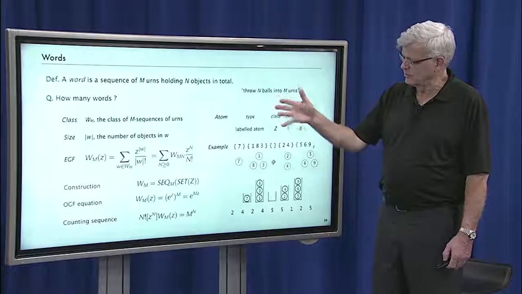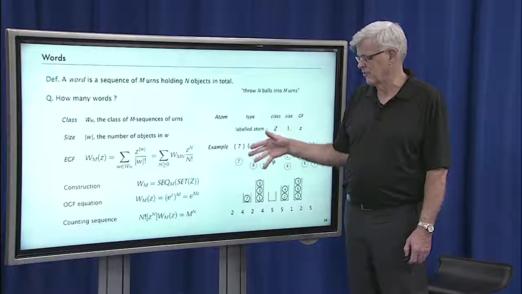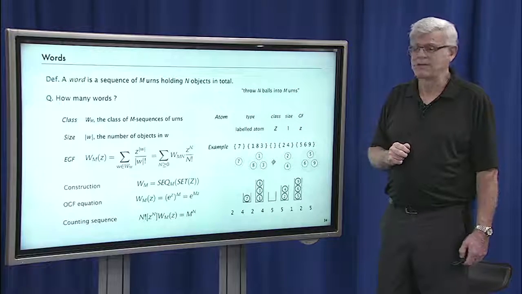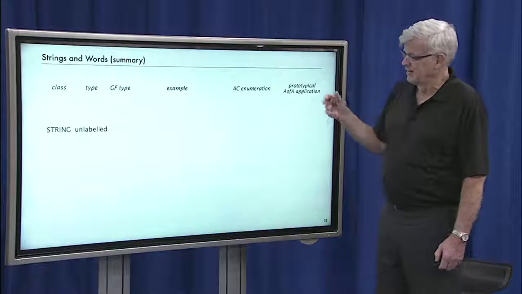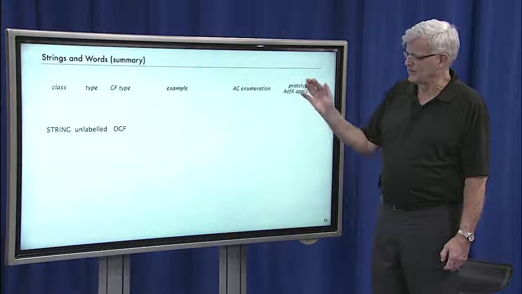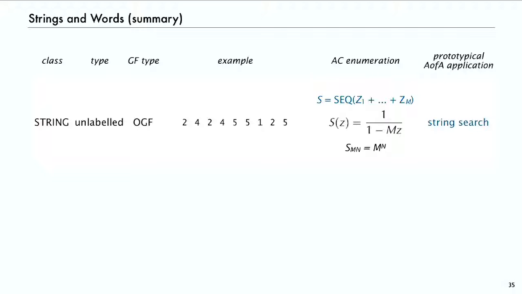And again, using the standard paradigm, we can build off this same construction to study variations, and there's many important applications of variations. But again, just to summarize, a string we think of as unlabeled objects that are just a sequence. We use OGFs, and our enumeration is a sequence of m different unlabeled objects. So the generating function is 1 over 1 minus mz, giving m to the n. That's what we talked about last time.